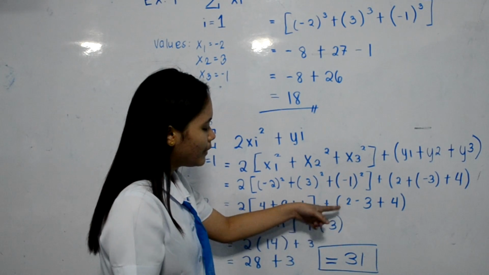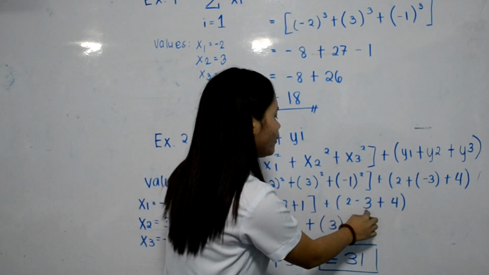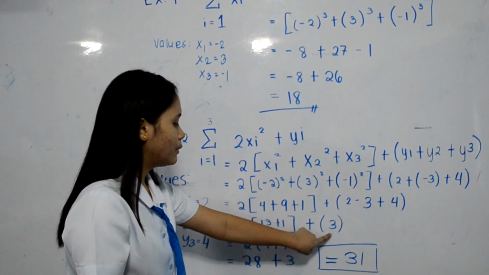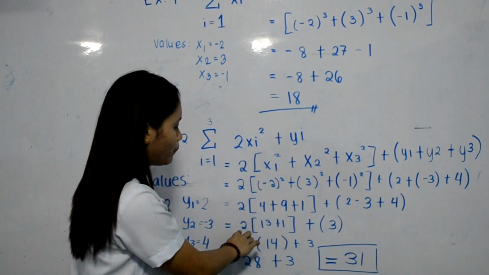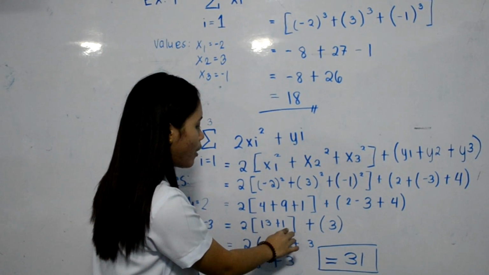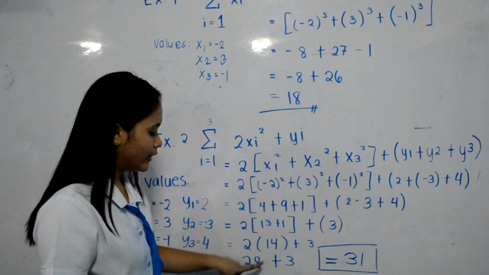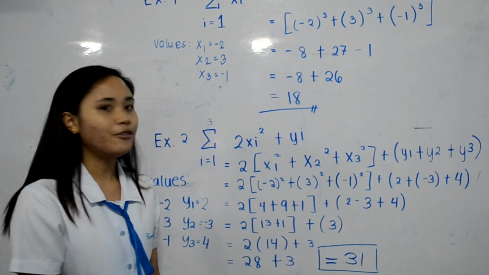So it will be 2 minus 3, since positive times negative is negative. 2 minus 3 equals negative 1, plus 4. So the answer will be 3. So we will add this first: 4 plus 9 plus 1 is 14. So 2 times 14 is 28, plus 3 is 31. So that is the final answer.